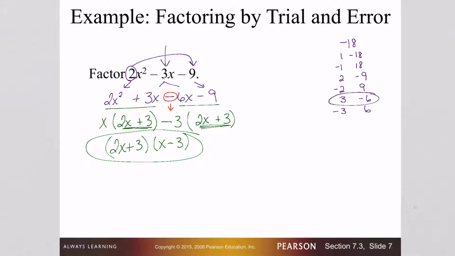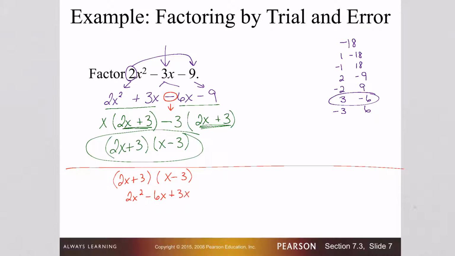So now you can check your work. Let's multiply 2x plus 3 times x minus 3. 2x times x is 2x squared. 2x times negative 3 is negative 6x. 3 times x is positive 3x. And 3 times negative 3 is negative 9. Combine your like terms. And that is our original problem. So I know that this is the factored form of that.